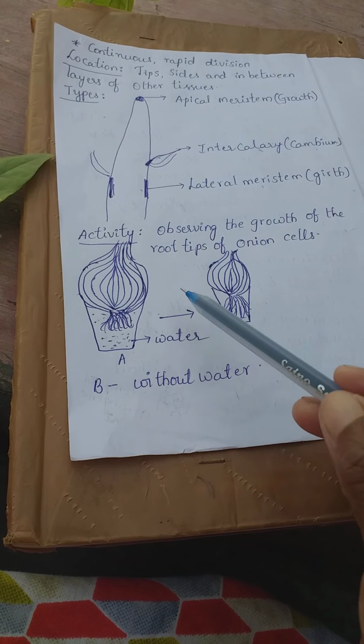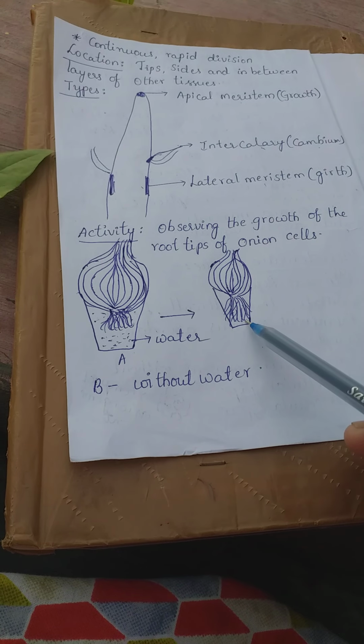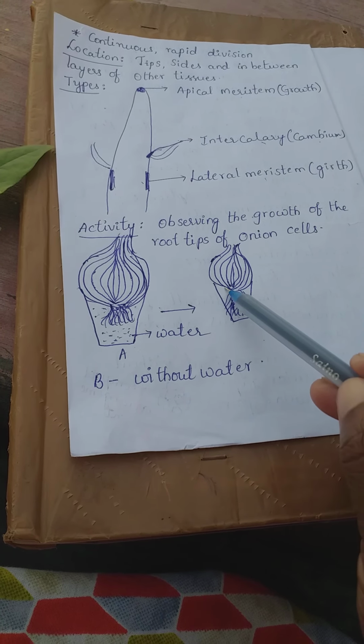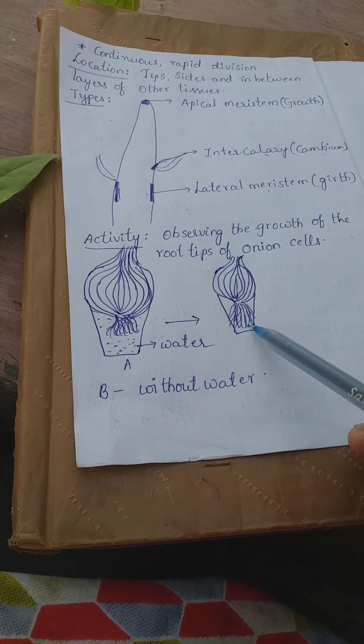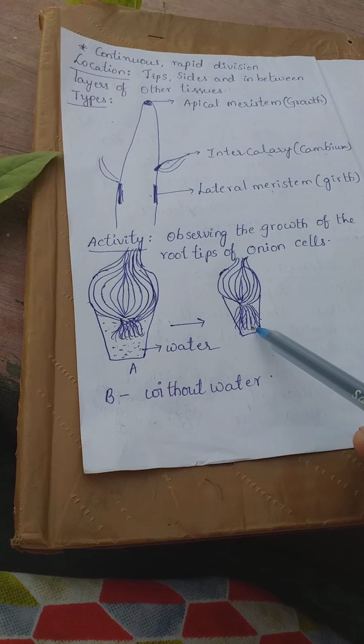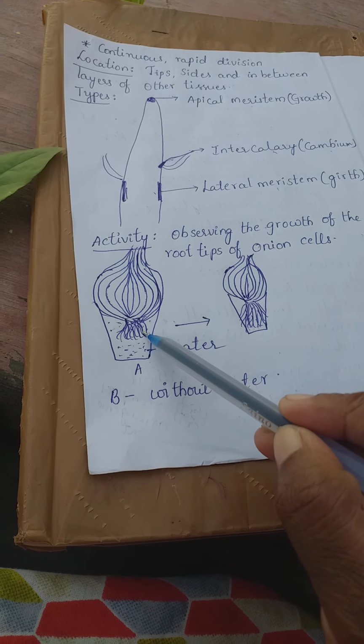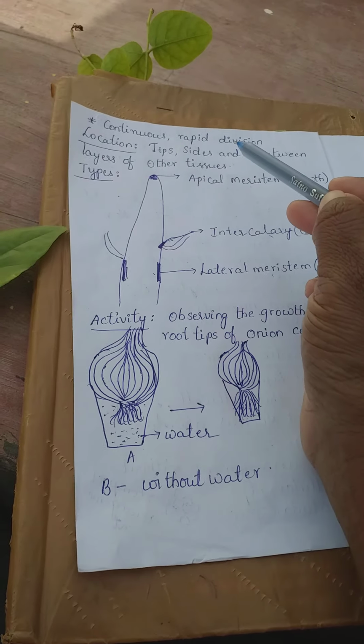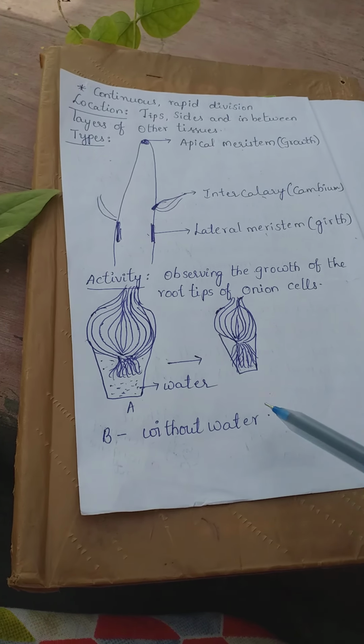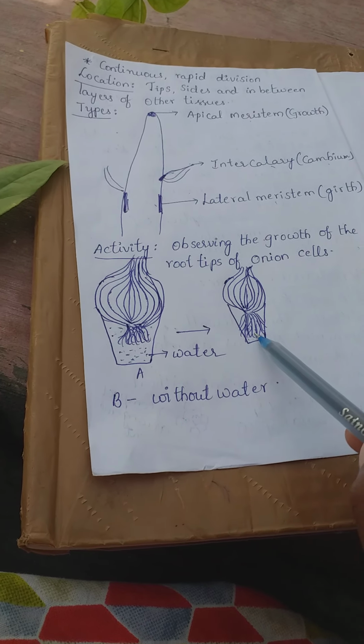After 2 to 3 weeks, the water content will be reduced and the size of the root will have grown. Means it increases its size. Means by absorbing water, root tips have shown rapid cell division, so that is the growth we have observed.